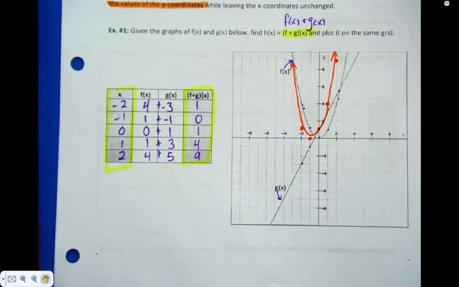What was our resulting graph? It's another parabola. Didn't see that coming, did you? Why? Why is it another parabola? Why didn't it become a cubic?